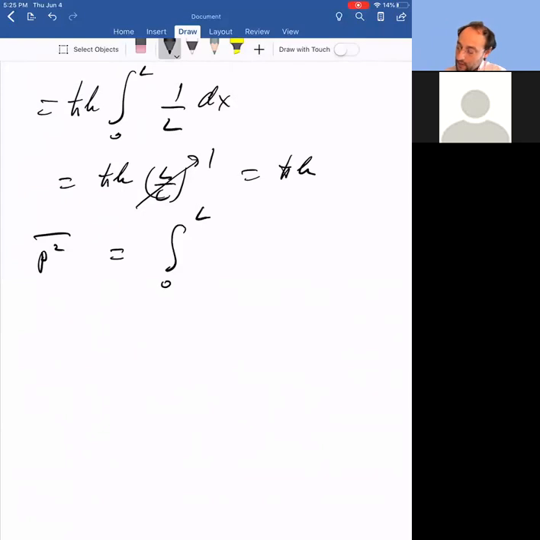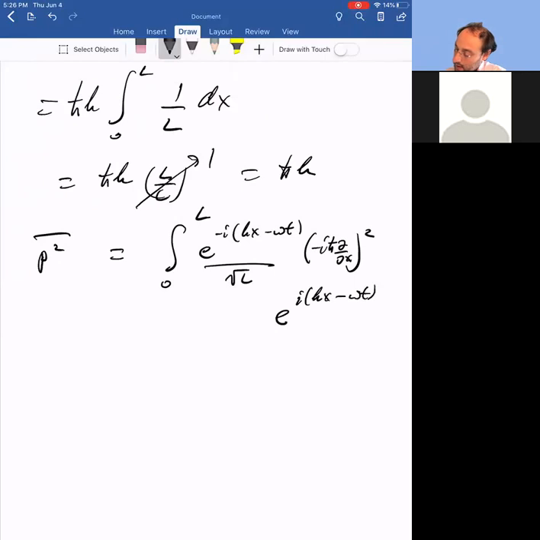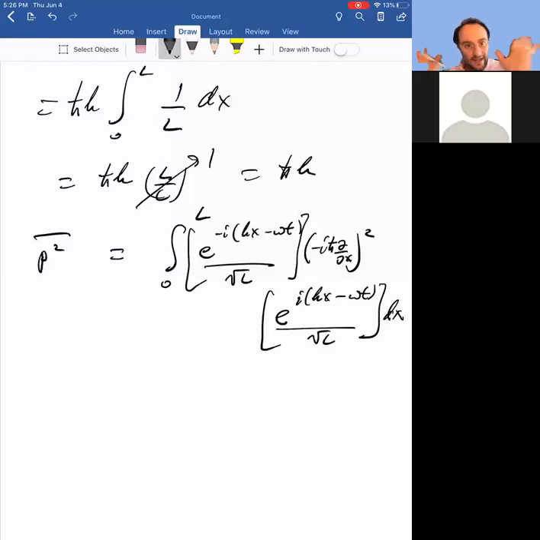Okay, integral from 0 to L of e to the minus i(kx minus omega t) over root L, that's the wave function, times minus i h bar partial x squared, operating on e to the i(kx minus omega t) over root L. Let me use the square brackets. And sorry that I had to move this over to the other line. I know it makes some of you unhappy. Okay, I'm sorry.